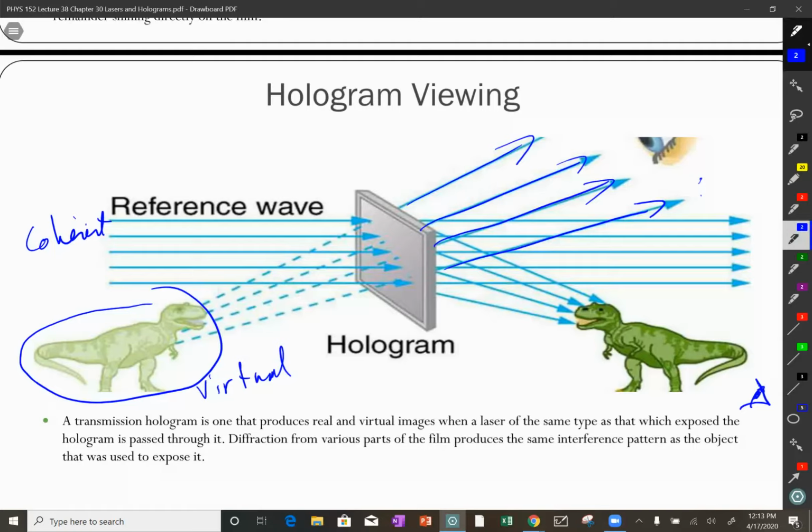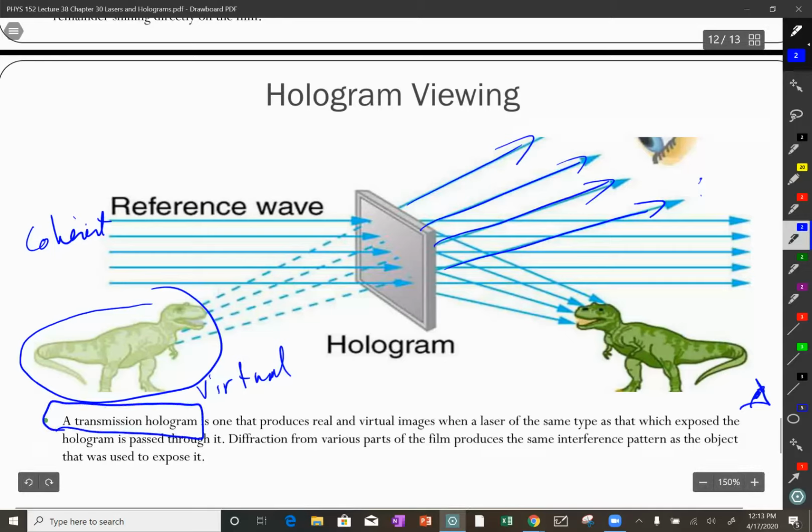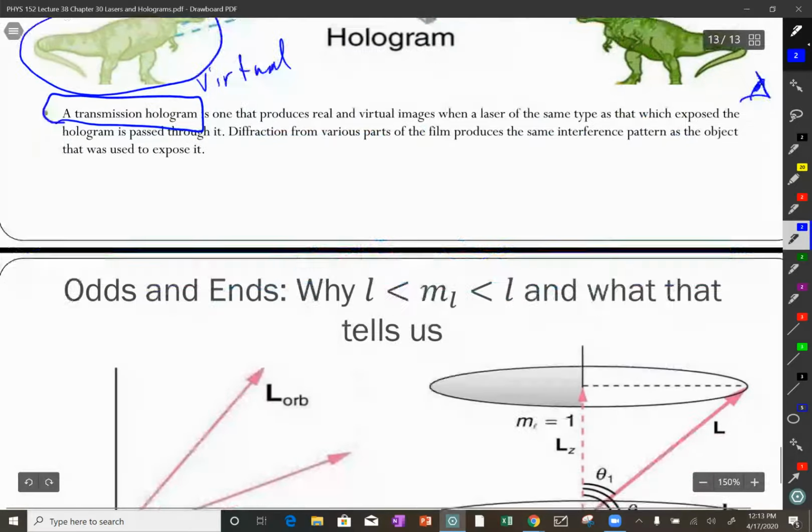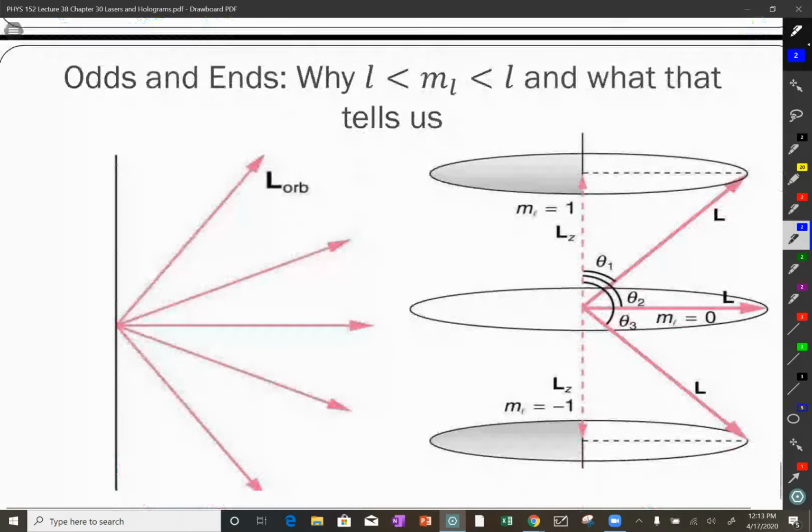So we call this a transmission hologram. It's the only kind we're looking at, and it's the simplest one to make. That's the one that you potentially could have done for a lab project. Now I just have a few more odds and ends.